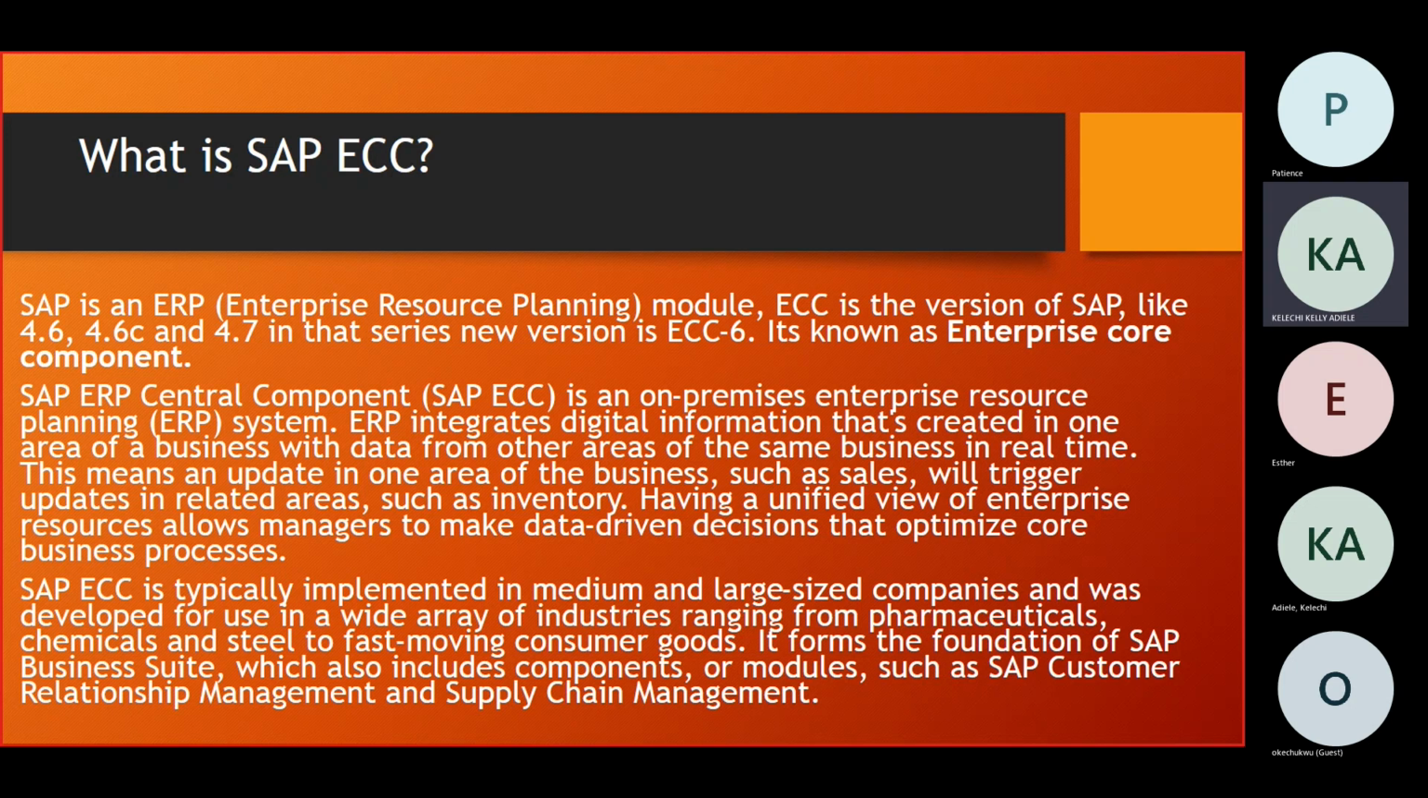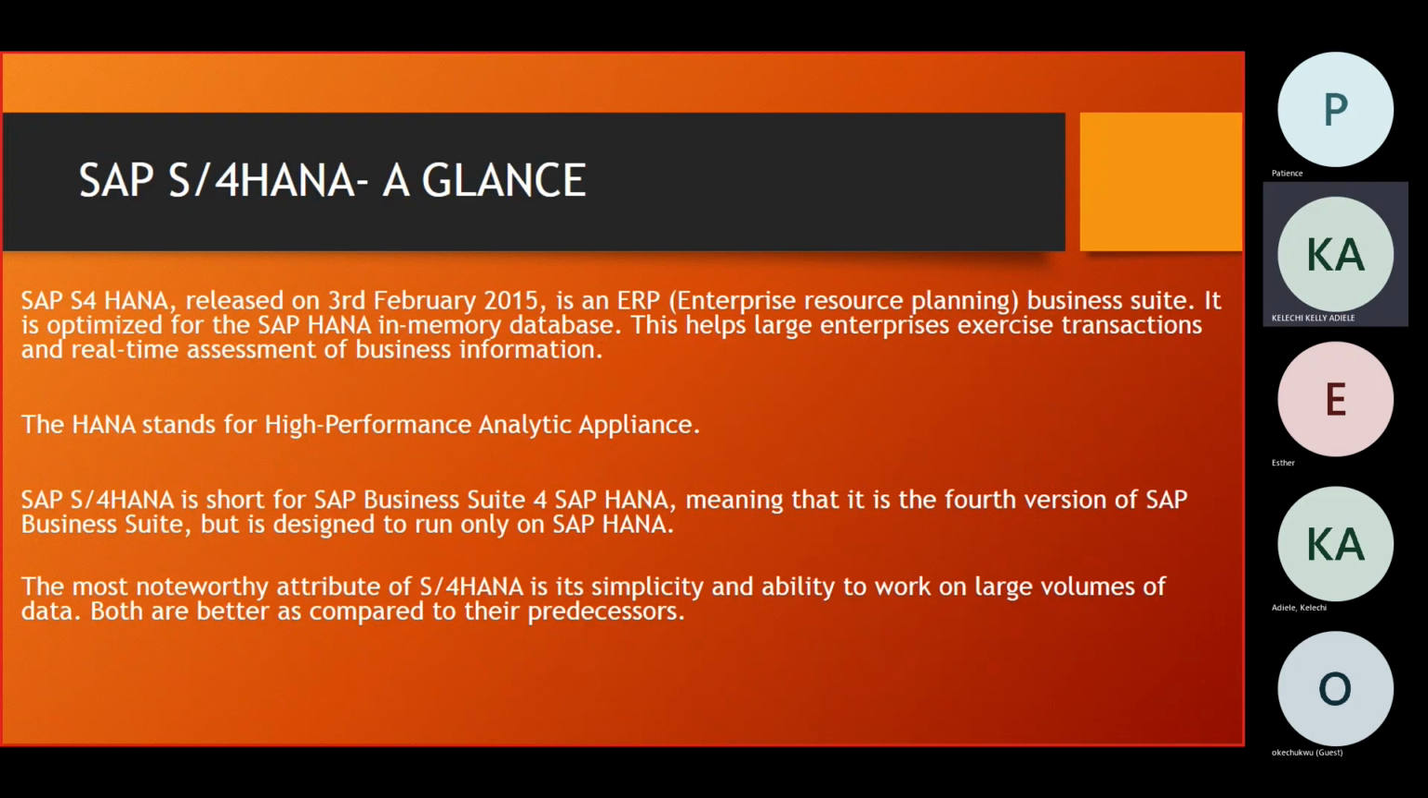So it does everything the ERP does. It provides information in real time, updates business processes and the rest of them. Typically used by medium and large scale companies, and has different kinds of industries using it. So let's look at S4HANA at a glance. SAP S4HANA was released on the 3rd of February 2015 as an ERP business suite. It is optimized for the SAP HANA in-memory database. This helps large enterprises execute transactions and real-time assessment of business information.